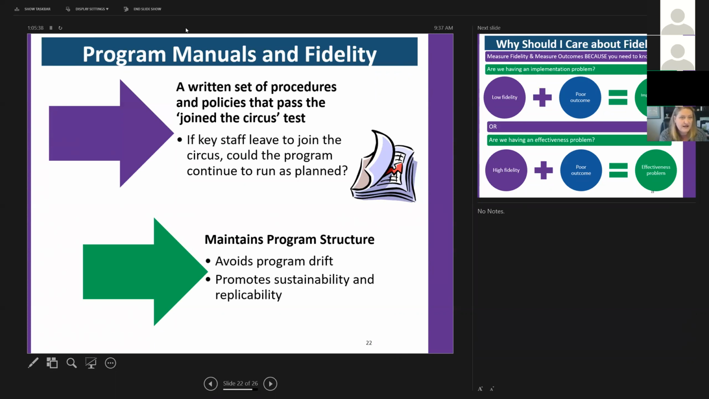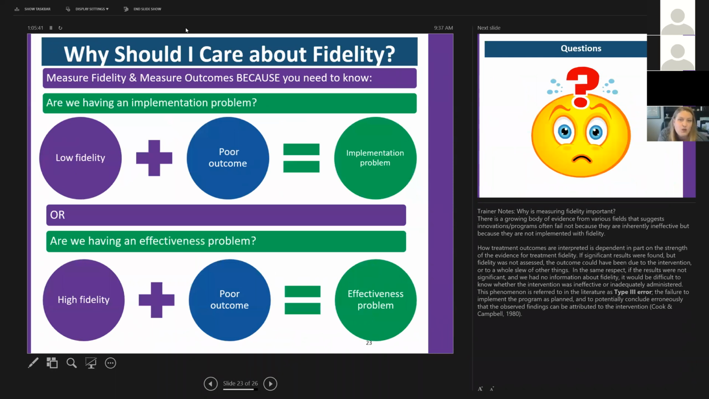The next piece is, why should I care about fidelity? And in case I haven't already given you all the reasons you need, I want to talk a little bit about this piece. Measuring your outcomes and then measuring fidelity is important. So why? I've said that probably 10 times already. Because if you begin to see bad outcomes and you're not measuring for both those things, you won't know what your bad outcomes are about.